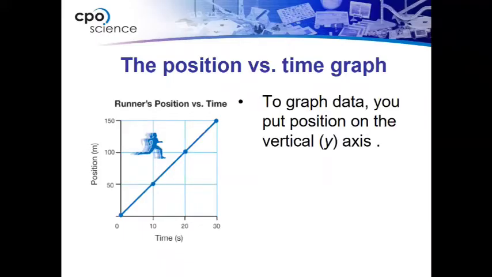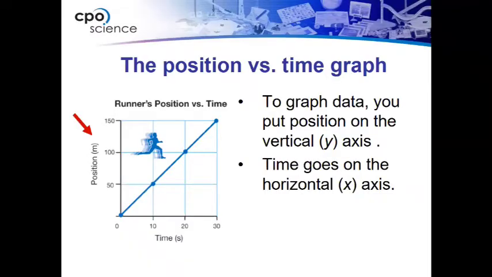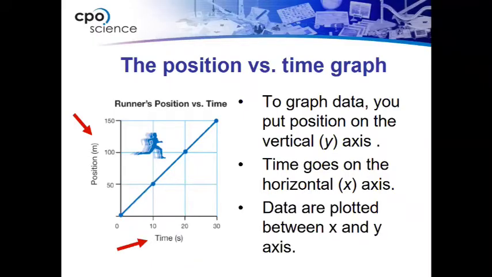Runner's position versus time. To graph data, you put position on the vertical axis. Time goes on the horizontal axis. Data are plotted between the x-axis and y-axis.